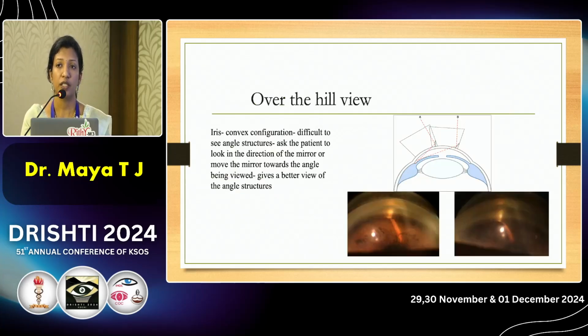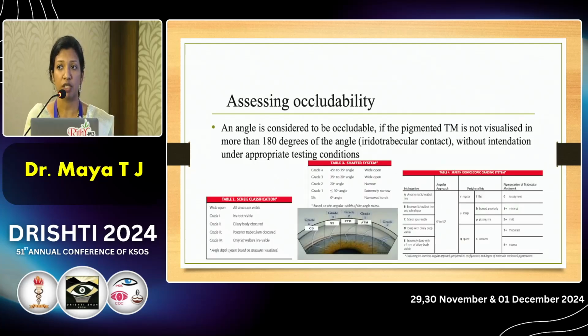When the iris has a convex configuration, it is difficult to see the angle structures. Then ask the patient to look in the direction of the mirror or move the mirror towards the angle being viewed. This gives a better view of the angle structures.